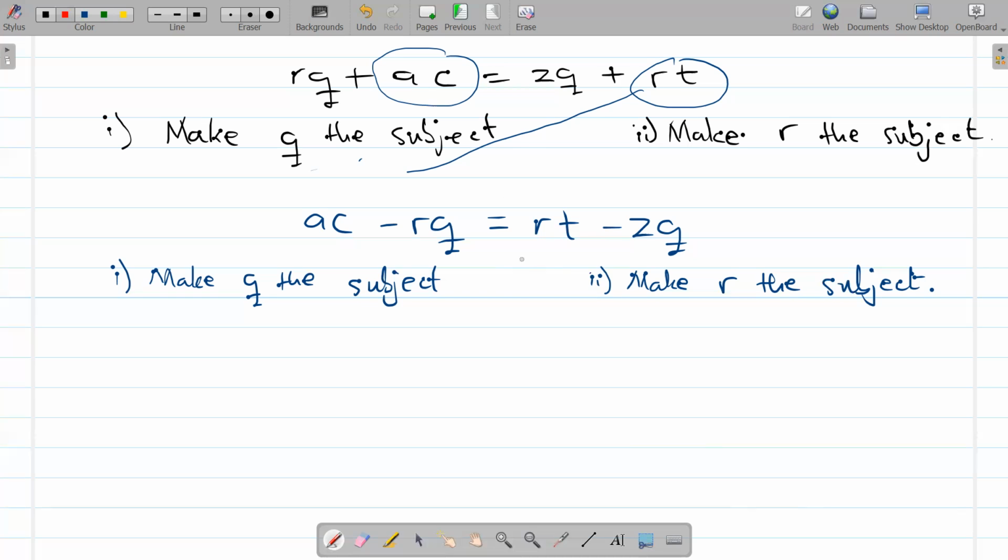So are you done with the Q? Yes, I'm done with the Q. I'm trying to do the R. Okay. Let's see.